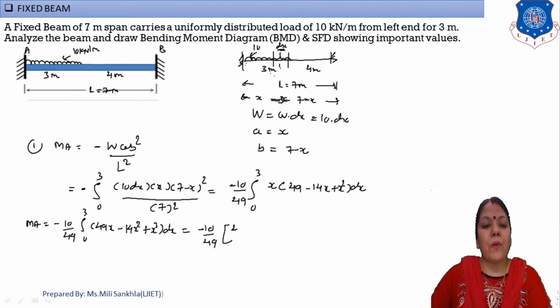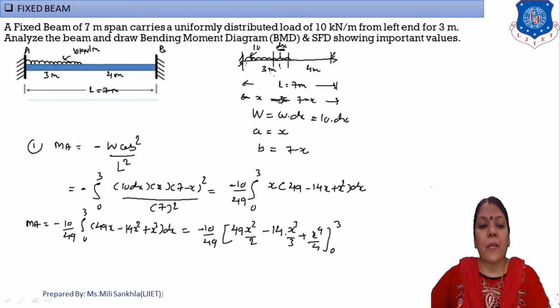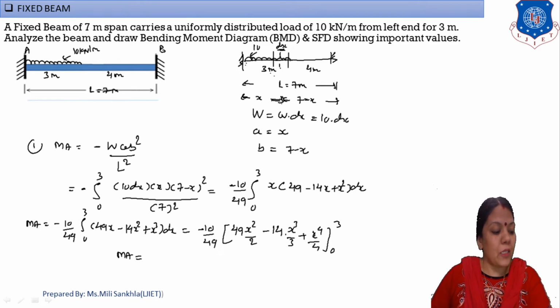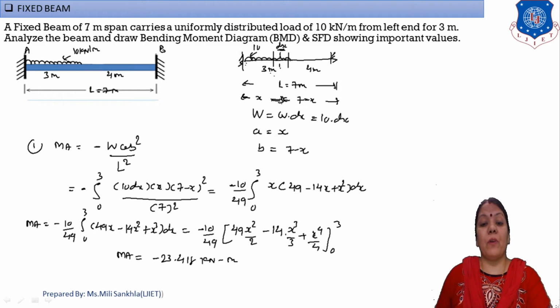Okay, first term 49, integration of x is equal to x square by 2. Second, minus 14, integration of x square is equal to x cube by 3, plus x raised to 4 by 4, and put limit of 0 to 3. And my final answer of moment at A is equal to minus 23.418 kilonewton meter. Okay, this is my first moment at A.